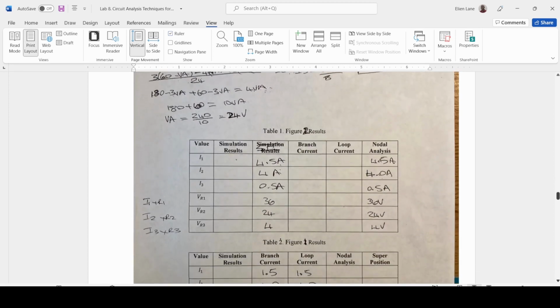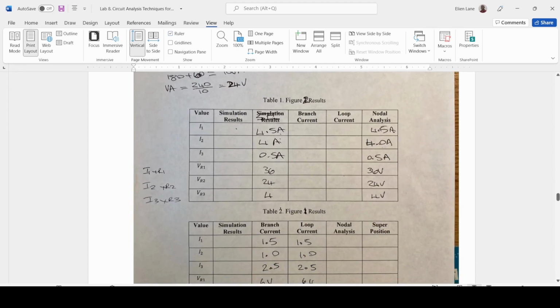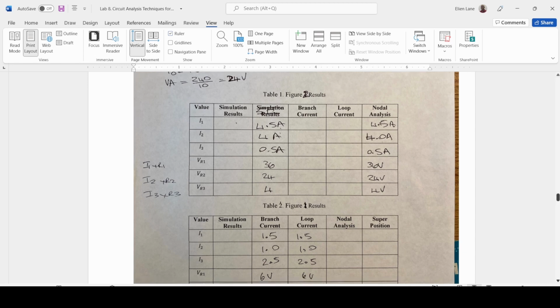You can see the results here for figure 2. Notice that the results from simulation are the same as the results from the superposition and the nodal analysis. How do you find the voltage across the components? You simply multiply the final current by the resistance, and you can find the voltage drop across the components. So this is what you have to do.